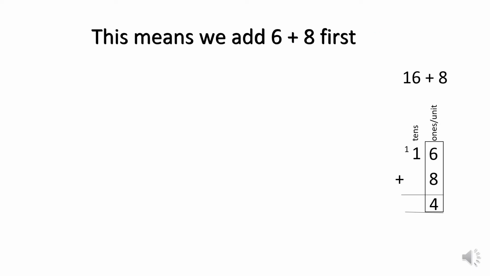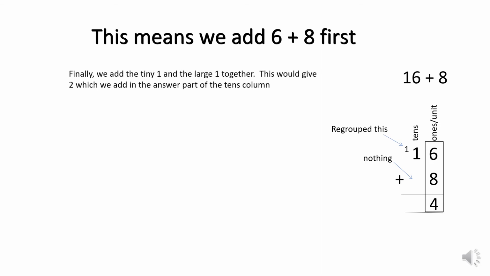The next step is to, of course, move on to the tens place value. Now we need to add the gigantic 1 plus nothing, which is really 1. But don't forget that we had regrouped 10 marbles onto this place value. So we have a tiny 1 here, which we have to add on to. So it really means it's 1 plus 1, and that would give you 2.